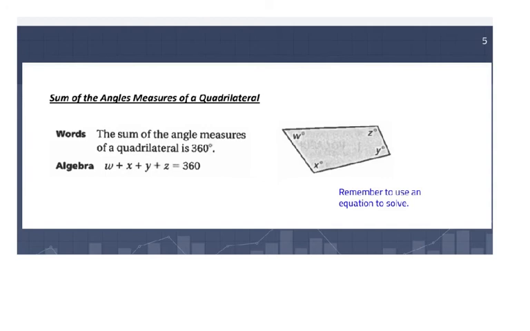So we're going to do a lot of solving for the missing angle measure like we did with the triangles, but with quadrilaterals, you have to remember that all of your angles when added up measure 360 degrees. And I put on here to remember to use the equation to solve.